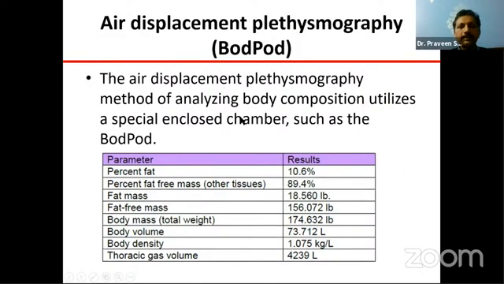It can tell us what percentage of fat is there, that this patient had 10.6%, how much is fat-free mass, how much is the body mass, the total weight, the total body volume, and the body density. This is how it looks. But it can only tell us how much fat is there in the body.